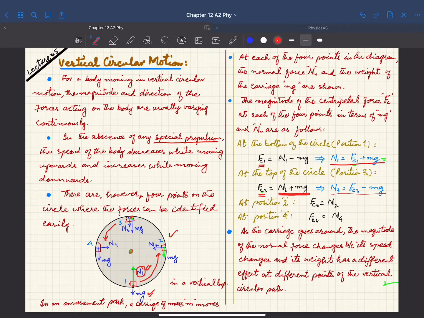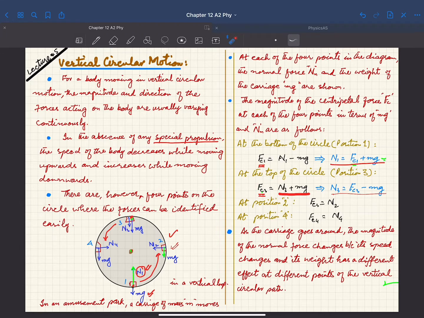For the rest of these two positions, position 2 and position 4, you can see that the weight is acting downwards and the normal contact force or reaction force is toward the center. So in both these positions, the centripetal force is nothing but the normal reaction. These two equations give us positions 2 and 4. And as I said, for position 1 we have these forces in a centripetal force at the bottom, and at the top you will have different equations.